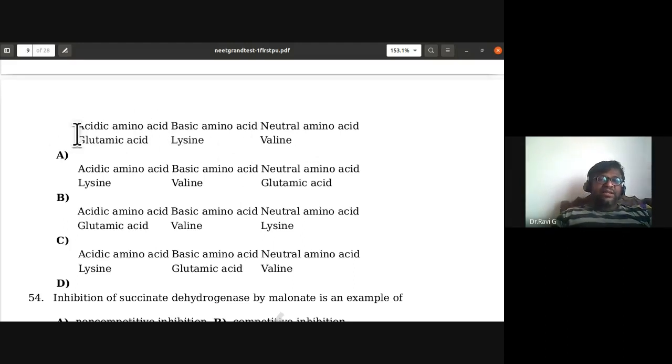A is the right answer. Glutamic acid, lysine, and valine. So acidic amino acid is glutamic acid. Basic amino acid example is lysine. Neutral amino acid is valine. A is the correct answer.